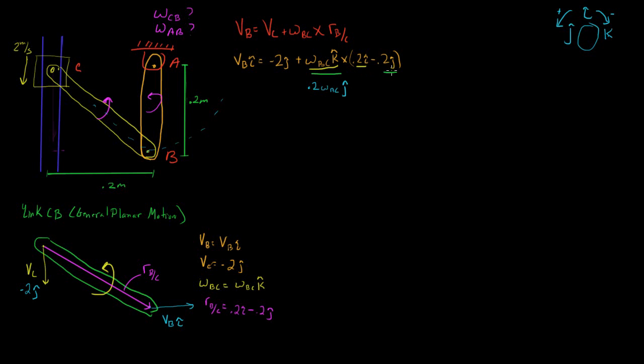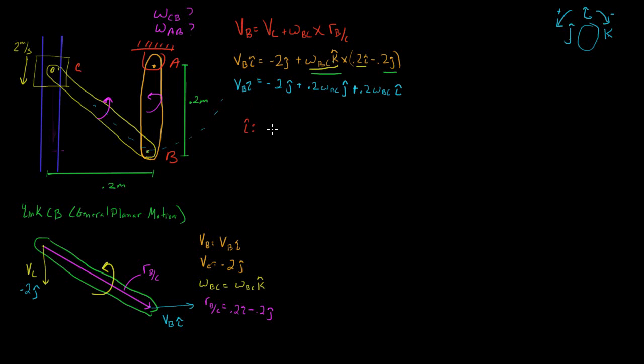And right here we're going to have a minus 0.2 omega BC, and this is a k cross a j. A k cross a j is a minus i, so this actually becomes a plus sign, and we have an i component. And if we bring down this part of the equation, we have a minus 2j, a plus, and is equal to VB with an i component. So now we just want to equate our i terms and our j terms.